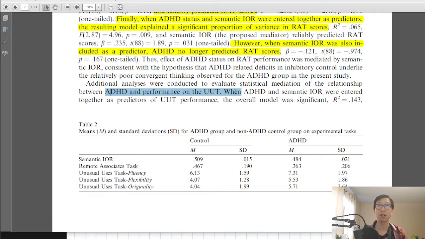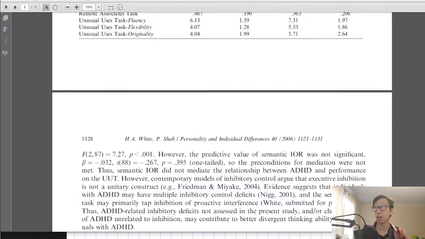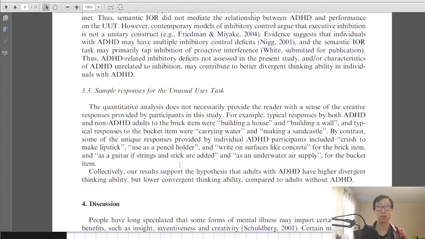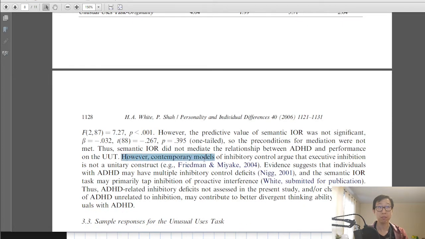And interestingly, it turns out that IOR was not a mediator between ADHD and performance on the UUT. Interestingly, it's shown that IOR, the inhibition of return, is not a mediator of the unusual uses task. But this is still okay, so not the end of the world.